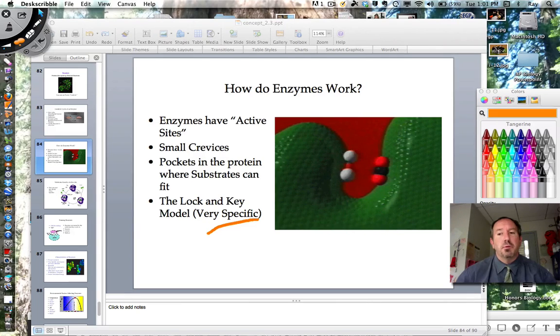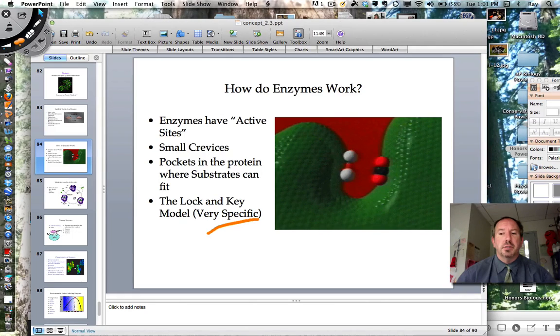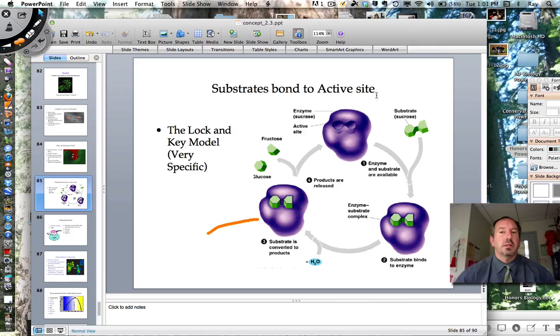That's a very important point, and it's something that will be discussed throughout the year, so don't worry too much about not understanding that completely. This is just the basic of how an enzyme is working.